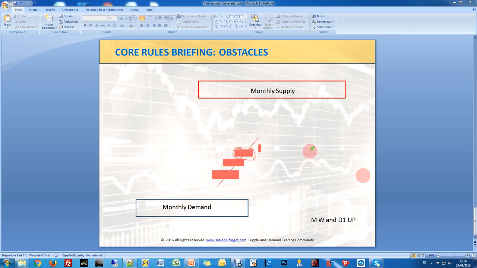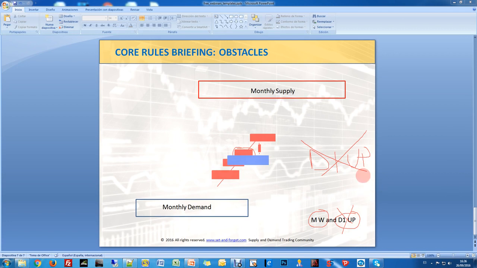When that happens, then the daily is no longer up. So we create a new area of supply over here that establishes the ceiling resistance, but we're still uptrending because the monthly and the weekly are up. Now the daily is out of alignment. The daily is no longer up. So what do we do? We try to find an area of demand lower, but on the weekly. Probably it could be there.